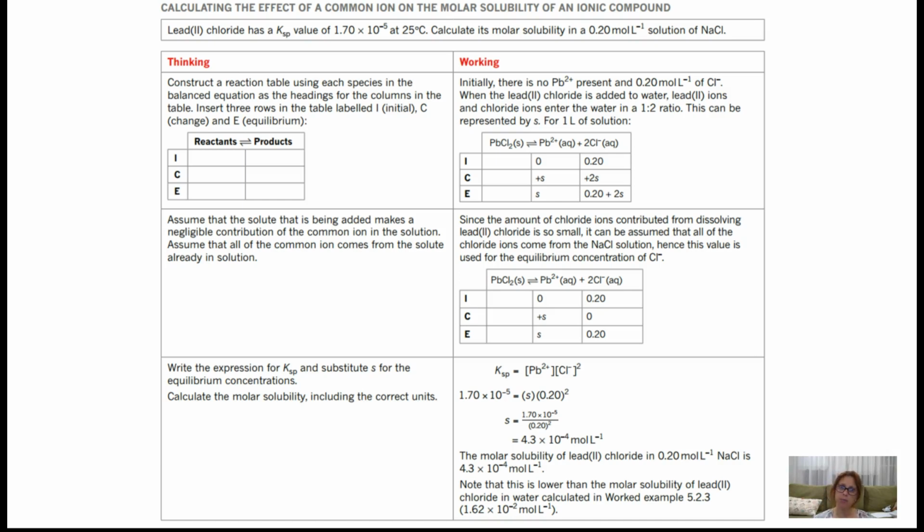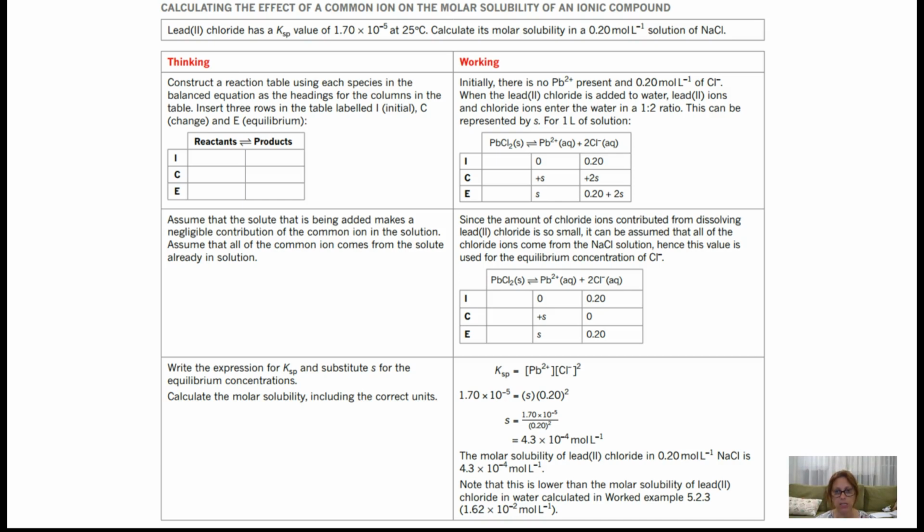So in this example, lead(II) chloride has a Ksp of 1.7 × 10^-5 at 25 degrees Celsius. Calculate its molar solubility, so solubility per mole, in a 0.2 moles per litre solution of NaCl. So we've got some NaCl that has been dissolved into water, and now I'm adding some lead chloride to that.